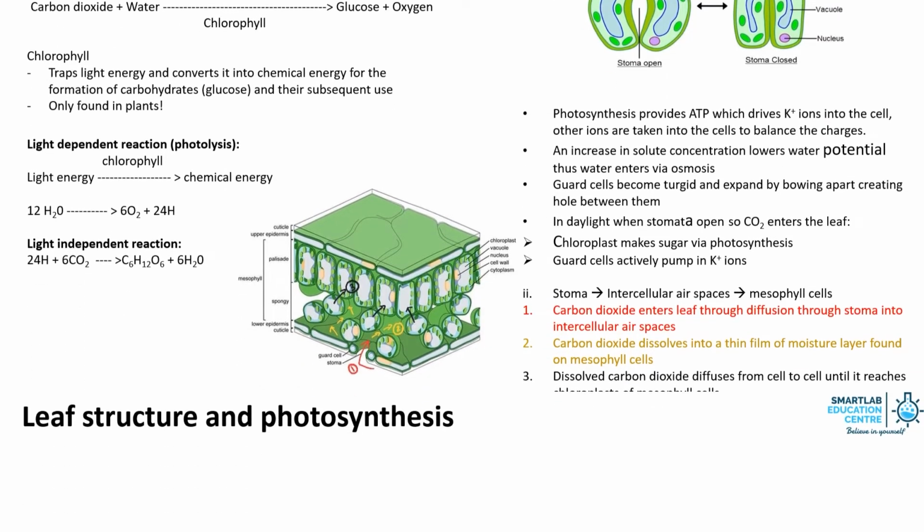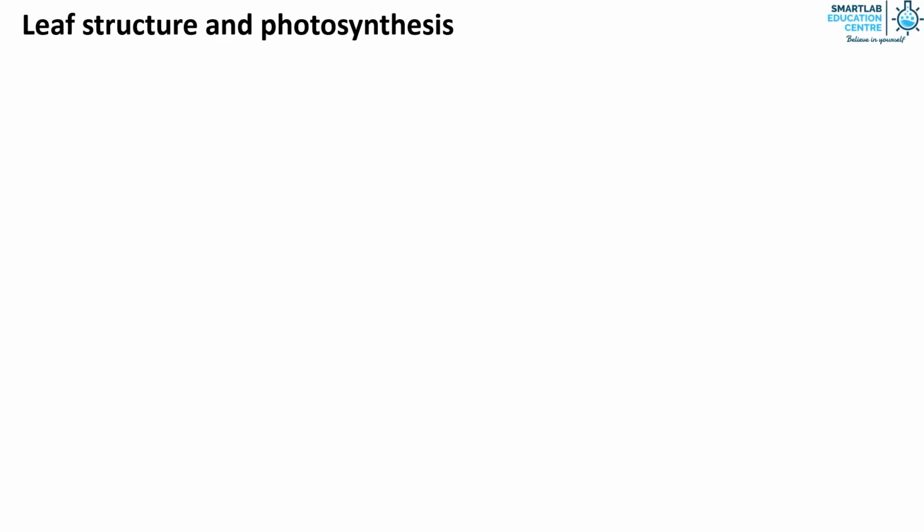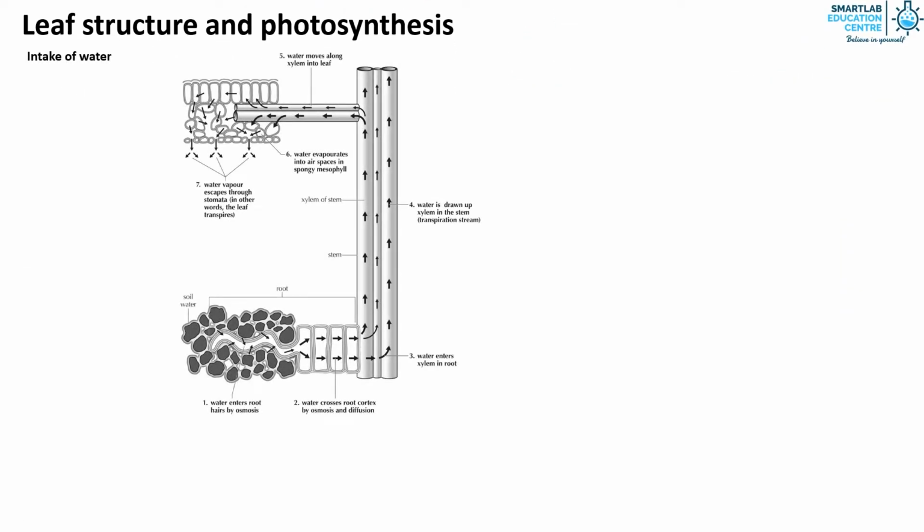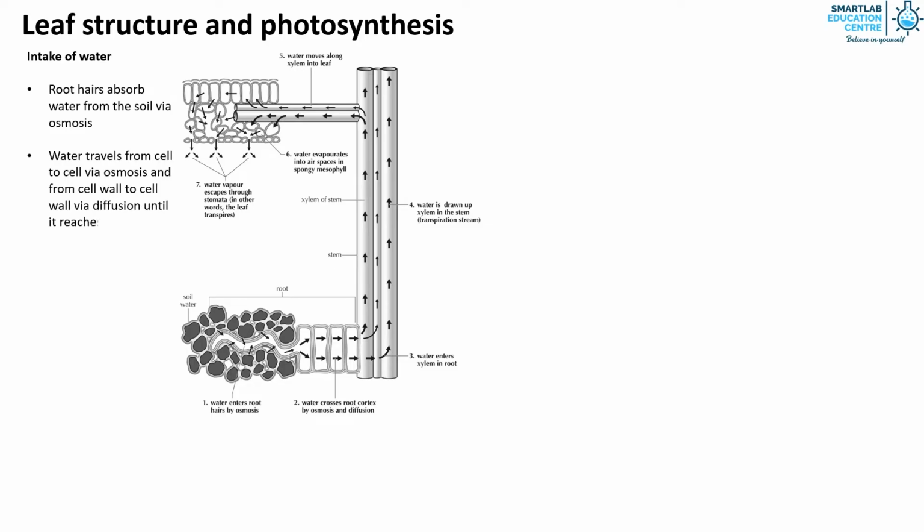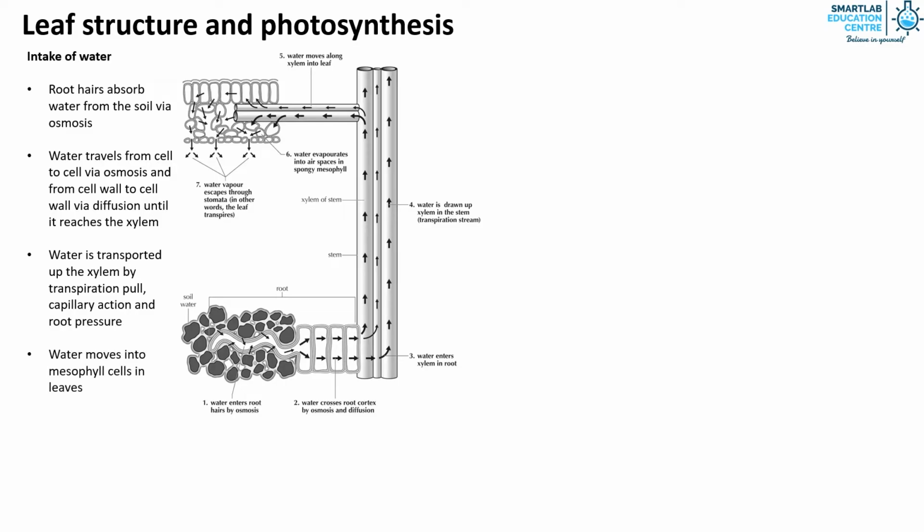Second, we will look at how plants take in water. The root hair cells will absorb water from the soil via osmosis. Water travels from cell to cell via osmosis and from cell wall to cell wall via diffusion until it reaches the xylem. Water is then transported up the xylem by transpiration pull, capillary action, and root pressure. Water then moves into the mesophyll cells and leaves in response to an osmotic gradient.